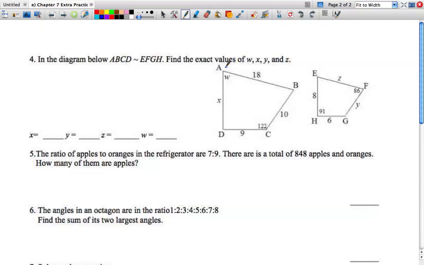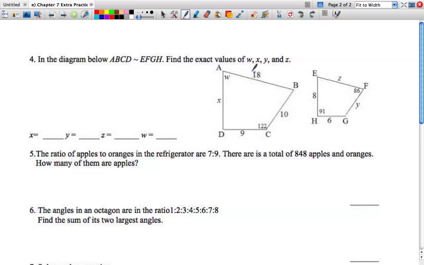In the diagram below, they tell you that quadrilateral ABCD is similar to EFGH, and it's actually matched up correctly in the diagram. Find the exact values of W, X, Y, and Z. So maybe we can't do it in order, but let's see what we could do.